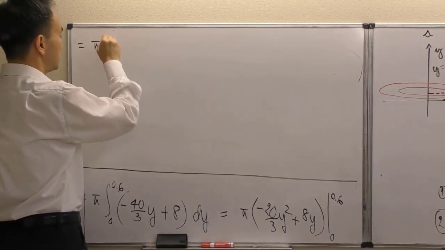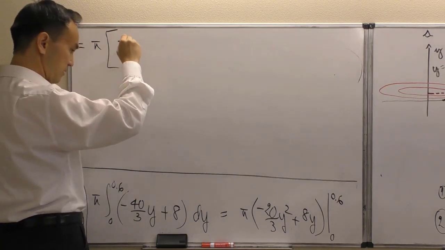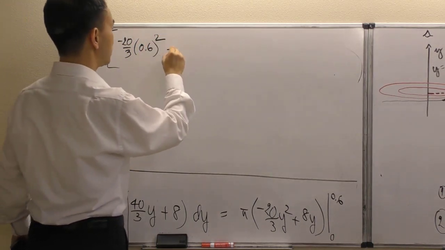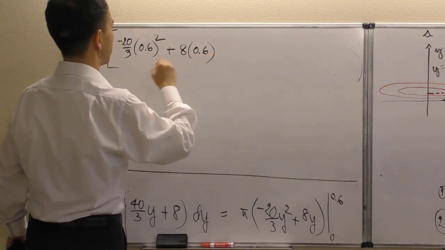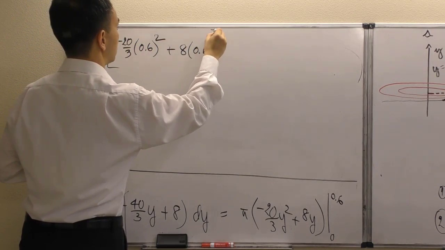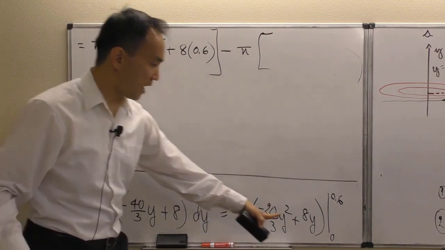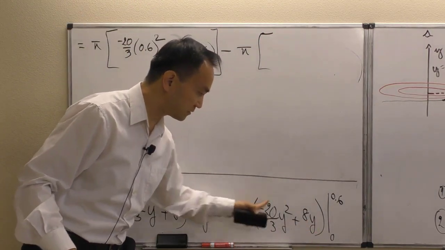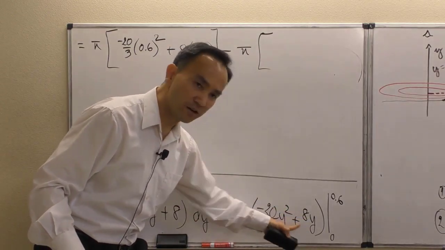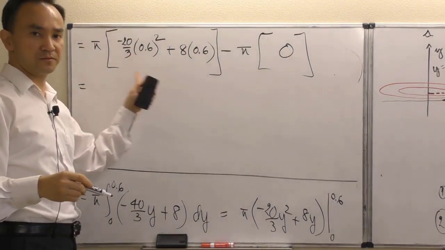So now it's going to become, so pi right there, that's a common factor, I'm minus 20 over 3 times 0.6 all squared, plus 8 times 0.6. I'm substituting that in, and then with all that there, I'm going to subtract again pi times the bottom limits. Once substituted into the entire antiderivative, it all just zeroes out, because each term here has a multiply with a power of y right there. So now it's all just a zero out right there. And so now it's just a matter of finishing this calculation.